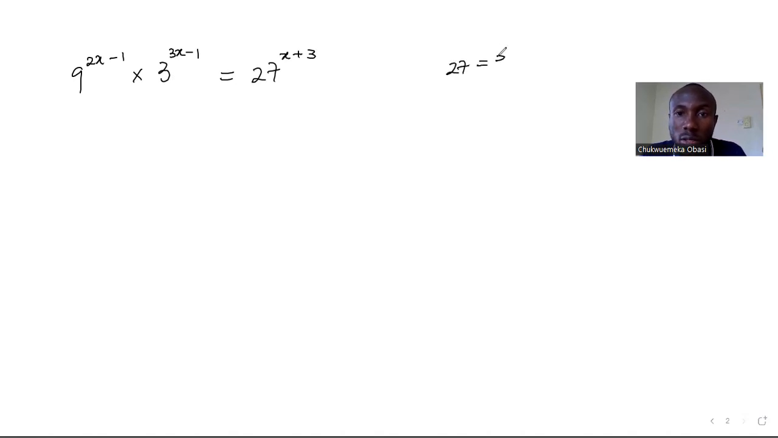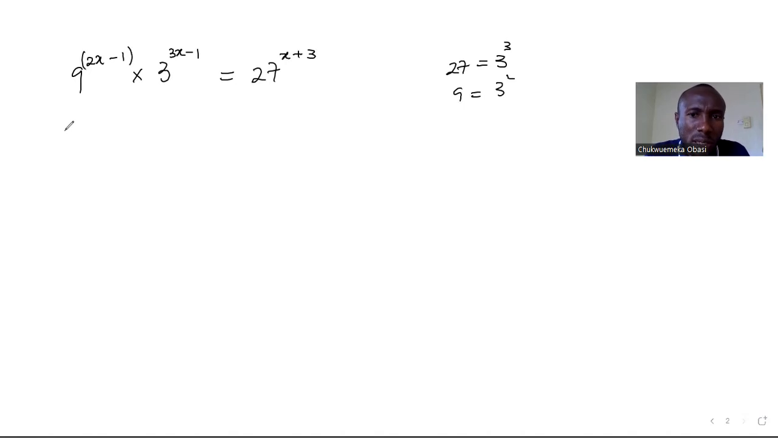All right, question 9 is very, very interesting, just like this one. It says 9 to the power 2x minus 1 times 3 to the power 3x minus 1 is equal to 27 to the power x plus 3. How can we find the value of x in this equation? Now, when I see all these bases, I know they should all have a common base, which is 3. 27 is the same as 3 to the 3. 9 is the same as 3 to the 2. So go ahead and substitute those for them.